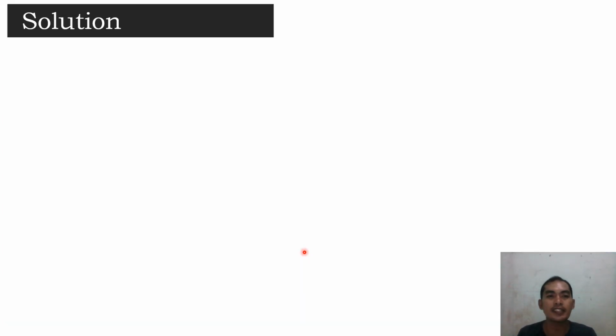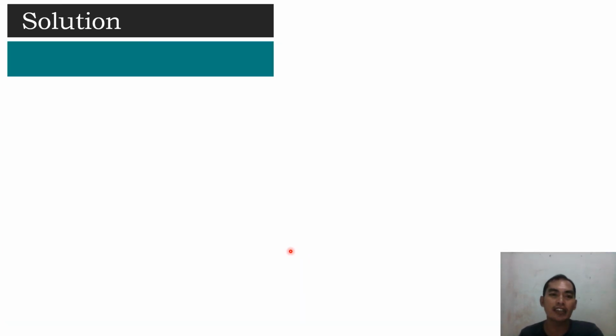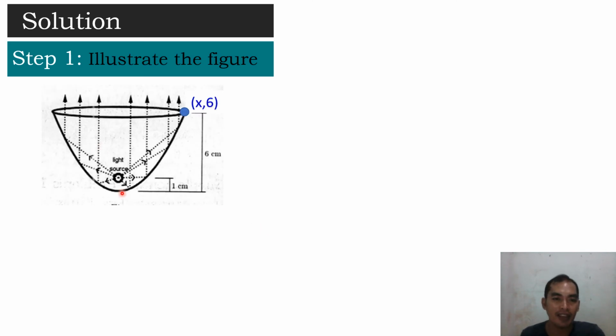Okay, first is to draw the illustration. So we have here, this is the flashlight. At ito yung focus kung nasaan yung bulb na locate. Sabi niya, kung saan yung bulb na locate from the vertex is 1 cm and the height of the flashlight from the vertex hanggang doon sa pinakadulo is 6 cm.